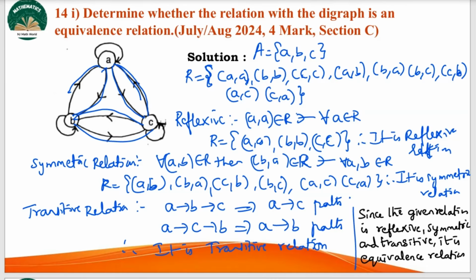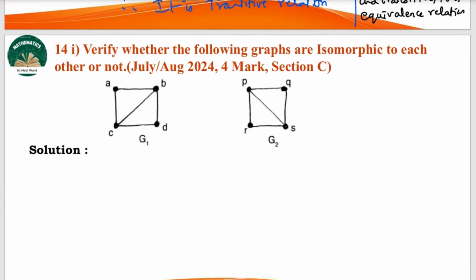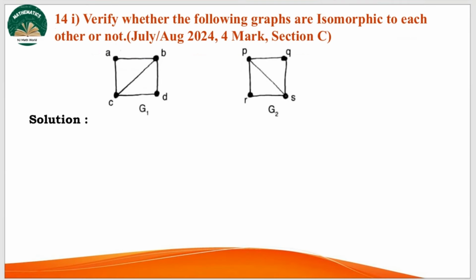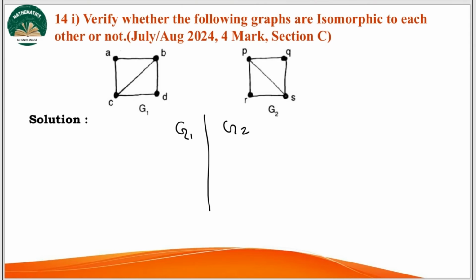So moving on to the next question, we have: verify whether the given graphs are isomorphic or not. So we will find whether G1 and G2, graph 1 and graph 2, are isomorphic. First, what should we find? We should find the vertices, the number of vertices.